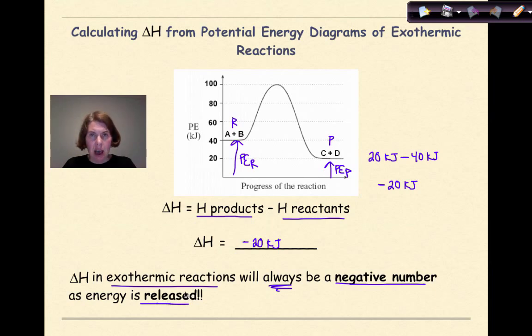And if you forget that fact, you can always go to table I of your reference table and read at the very bottom of the chart, there's a little asterisk that says exothermic reactions always have a negative delta H, because that whole chart deals with delta H values, which we'll talk about in future videos.